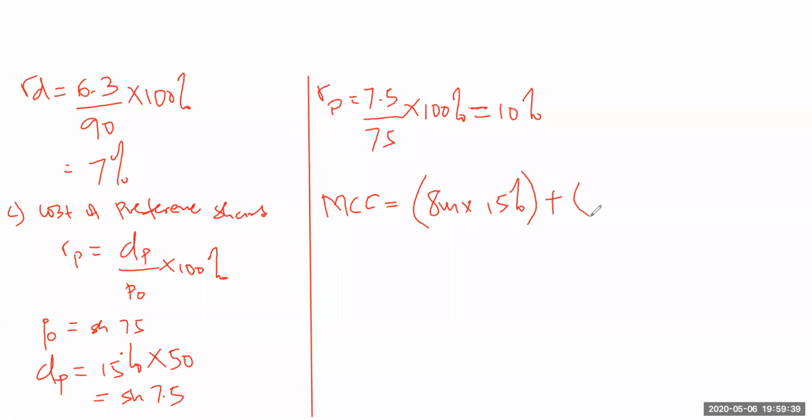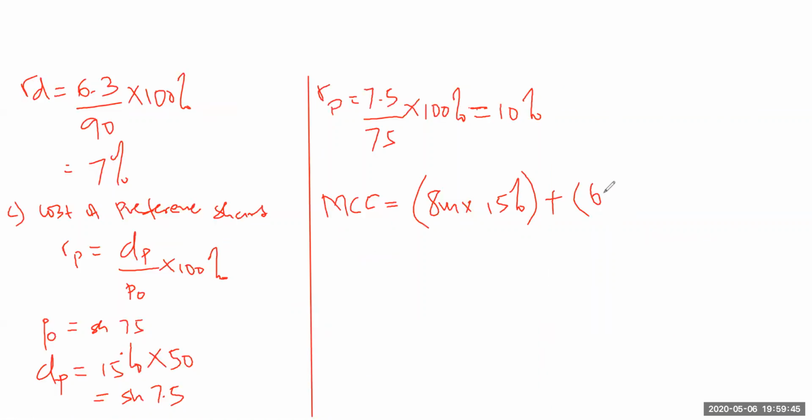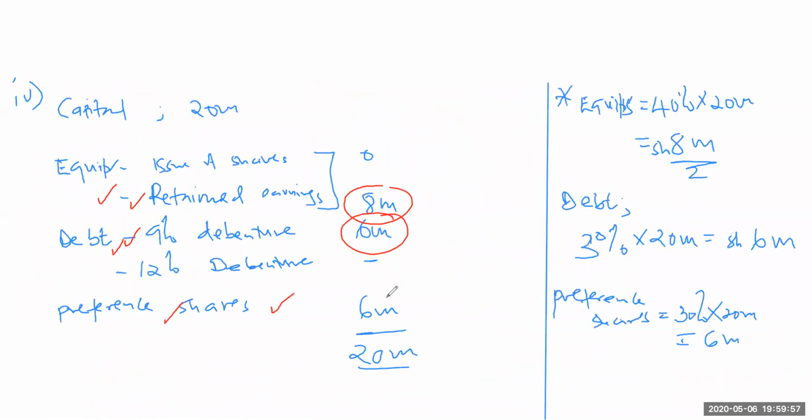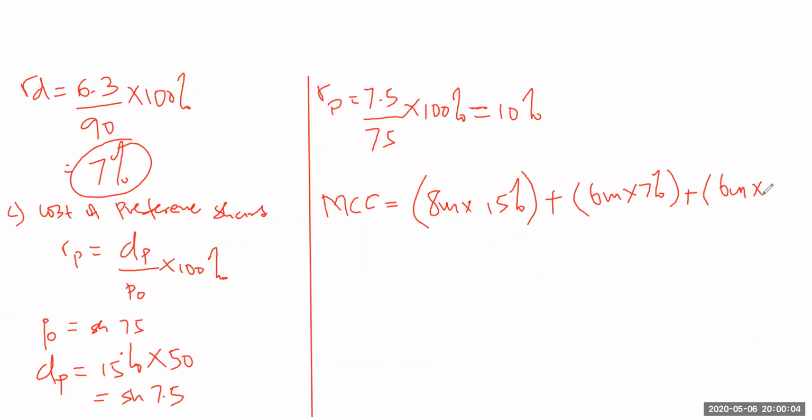You're going to obtain 6 million from the debenture, and the cost of the debenture, we have just obtained, is 7%. The other 6 million will come from the preference shares. Therefore, preference share, 6 million, times the cost of preference share, which you have just obtained to be equal to 10%.